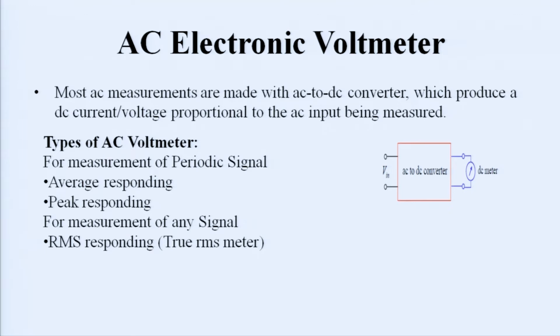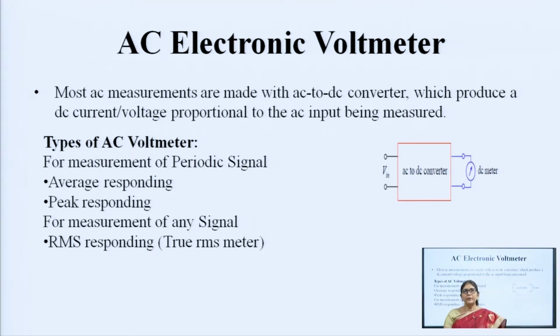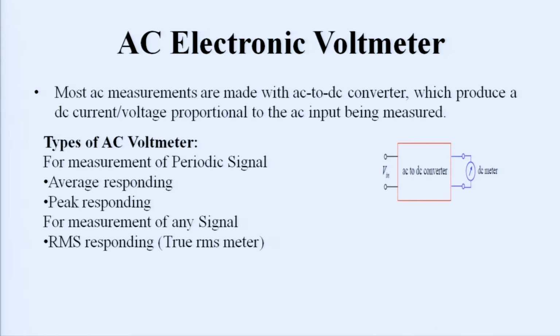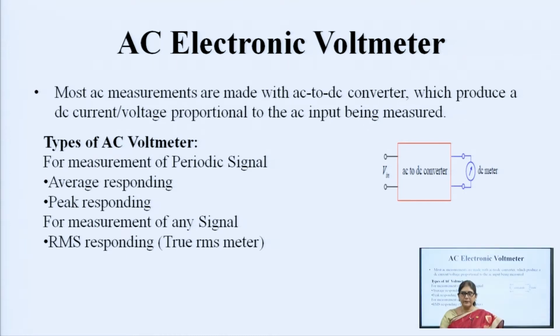So, for the AC measurement, when we want to measure an AC signal, then we need to convert that AC signal into a DC signal. So, for this we need an AC to DC converter, because our PMMC instrument only measures DC current. So, we have to convert the AC signal into a DC signal. For this purpose we can use only a single diode.